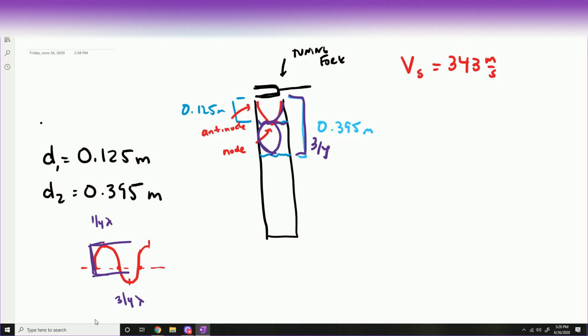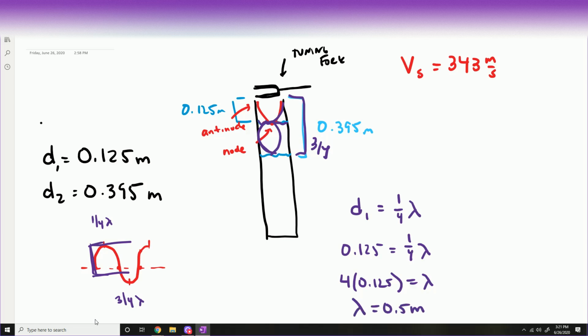So we know that the distance is equal to a quarter of a wavelength. So the distance is 0.125, and that's equal to a quarter of a wavelength. So we just multiply both sides by 4, and that will give us our wavelength. So let's do that, and we get a wavelength of 0.5 meters. But that's not what the question was asking us. The question was asking, what is the frequency of the tuning fork?